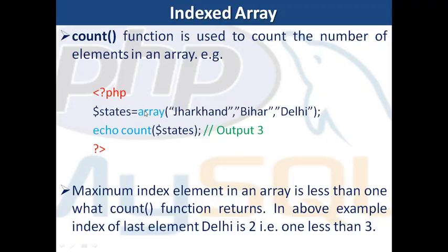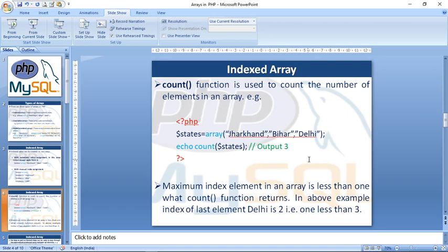The maximum index of an element in an array is 1 less than what the count function returns, if the array has been created using automatic index assignment. Otherwise, it is not. In our example, the index of the last element Delhi is 2, that is 1 less than 3. So now let's get back to the editor.